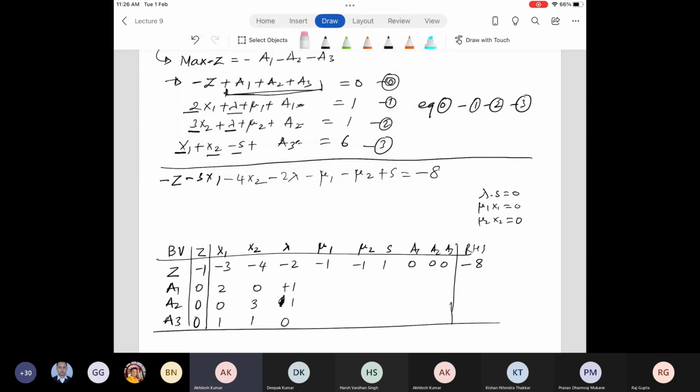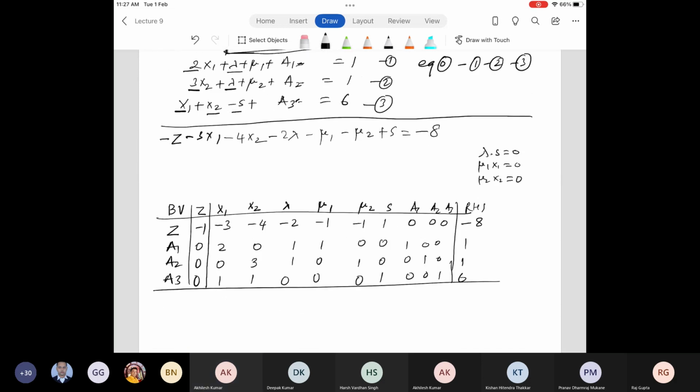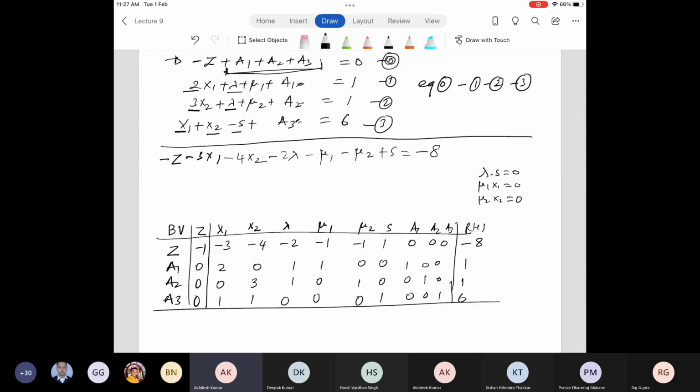This eraser, seems like my pencil is now dying. 1, 1, 0, below mu1, 1, 0, 0, below mu2, 0, 1, 0, below S, 0, 0, 1. A1, A2, A3 is in our proper Gaussian elimination from 1, 1, 6. Is this correct, guys? Just check it with the equations.